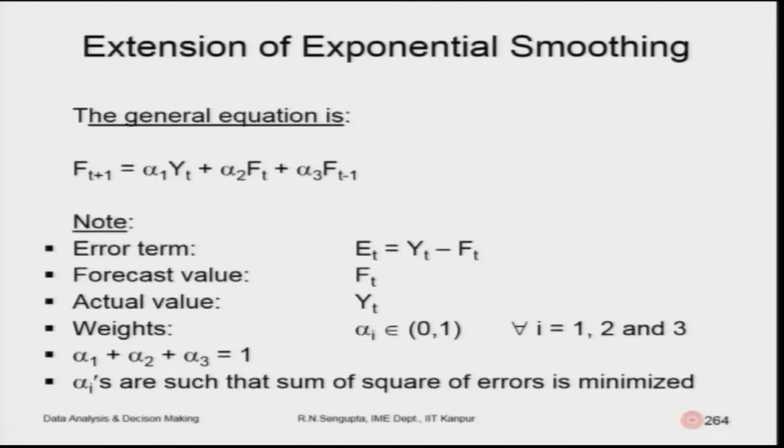The error term is basically the difference between y t and f t, where the forecasted value as usual is f suffix t for whichever time period, and the actual value is y suffix t. Here alpha 1, alpha 2, alpha 3 are the weights and their sum is 1, as I have already mentioned, and the alphas are such that the sum of the squares of the errors is minimized. Obviously, you can continue this problem in the context of adaptive exponential smoothing also, where you have alpha 1 suffix t, alpha 2 suffix t, alpha 3 suffix t, and beta would also be there.